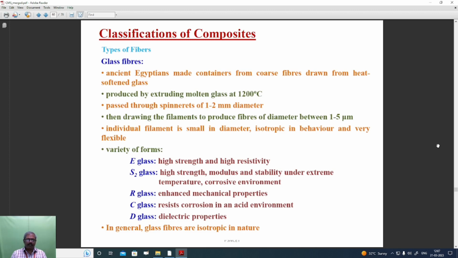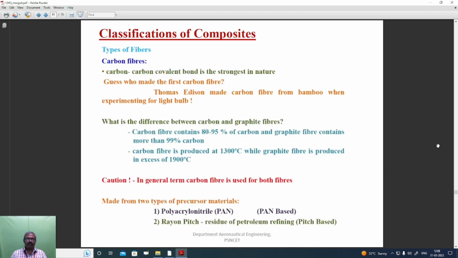The variety of forms of glass fibers are E class, S2 class, R class, C class and D class. E class have high strength and high resistivity. S2 class have high strength, modulus and stability under extreme temperature and corrosive environment. R class have enhanced mechanical properties. C class can resist corrosion in an acid environment. D class have dielectric properties. In general, glass fibers are isotropic in nature.